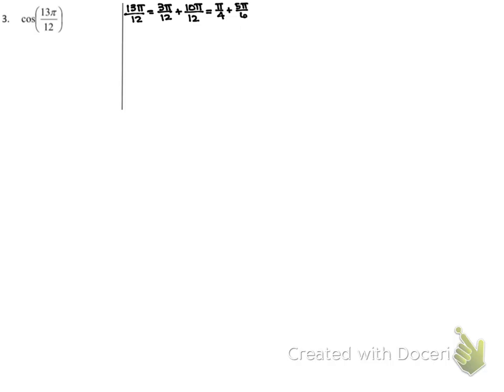So I've got cosine of pi over 4 plus 5 pi over 6. So this is going to be cosine of the first, cosine of the second, minus, remember it's opposite, cosine, cosine, sine of the first, sine of the second. And just make sure you know your unit circle.